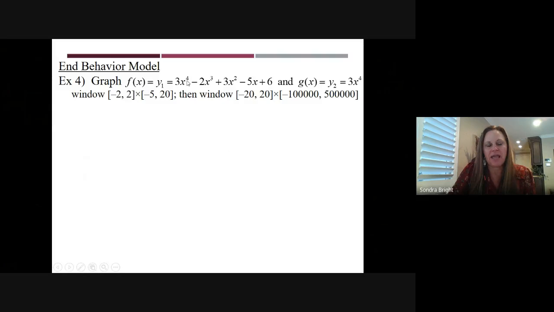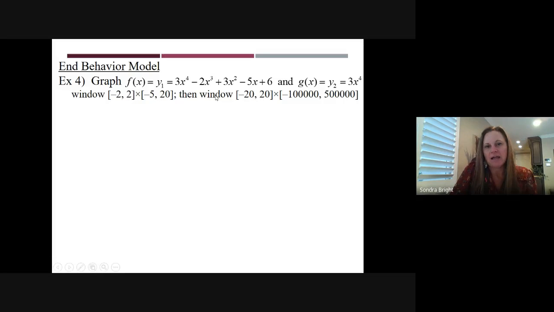I want you to put in 3x to the 4th minus 2x cubed plus 3x squared minus 5x plus 6. And then under y2 in your graphing calculator, put in 3x to the 4th. And then change the window. So after you put those in, you'll hit window. And this notation just means x min, x max. I would leave the scale as 1. And then y min -5, y max 20. That's 25. I think I left the y scale as 1, but if you don't like a whole bunch of tick marks, you could make that a little bit bigger.